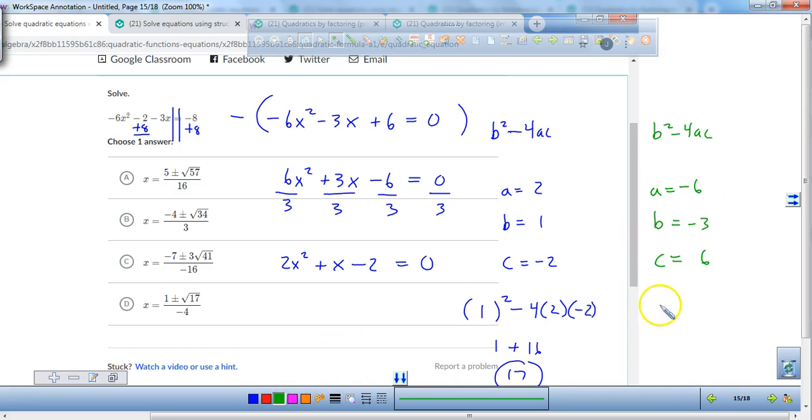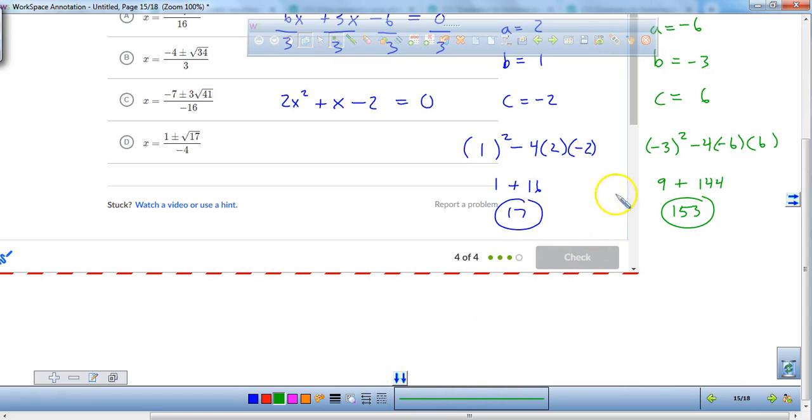Over here, if I do the exact same thing, which is b squared minus 4ac, I put negative 3 right there for my b value. My a value is negative 6, and my c value is 6. I get 9. A negative times a negative is a positive, and you get 144, and when you add those together, you get 153. Now, would you agree 153 is a little bit larger than 17, so it does impact our final way of solving it. This is a little bit easier.